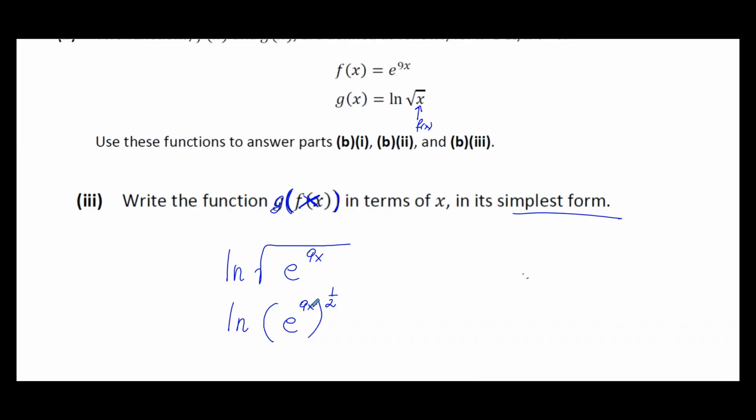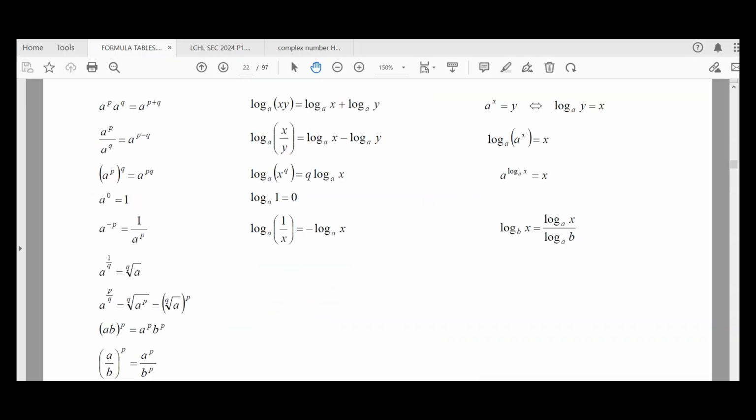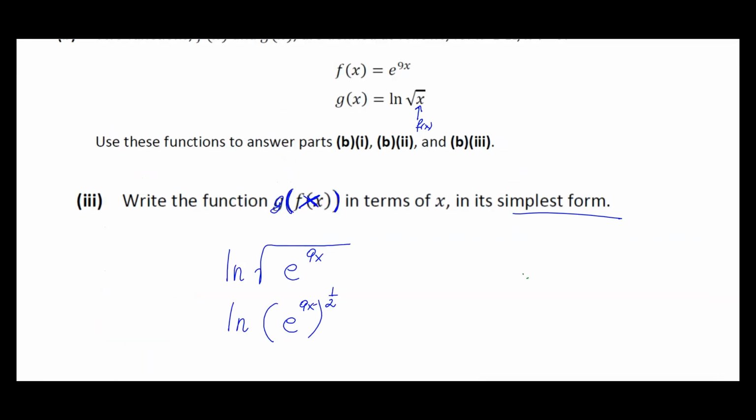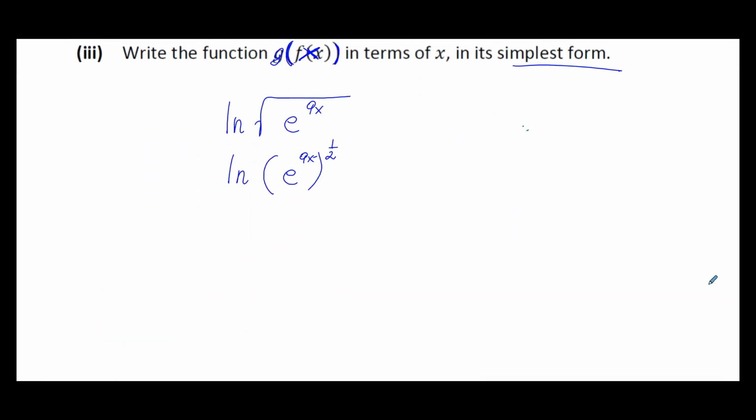Then the next, can I do something about those powers? So again, I go to my table and I see, what do I do with powers like that? I multiply them. Okay, so that means we can write ln e, and we multiply 9 by a half. What do we get? 4.5 x. And this is really how far we can go.